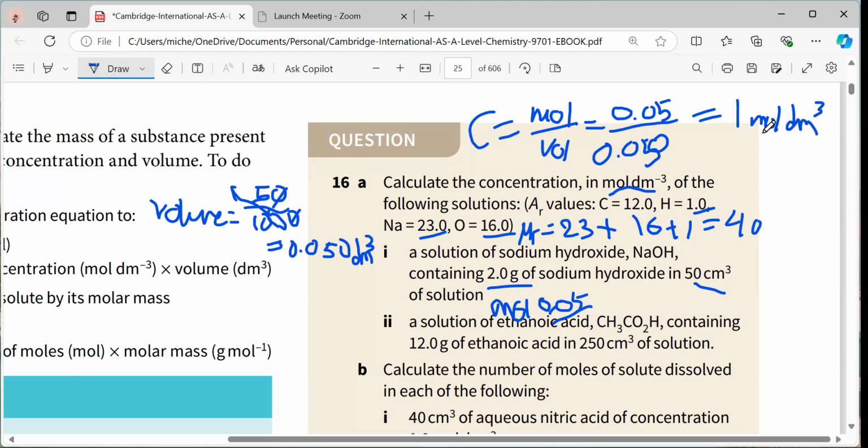Okay, is this the right calculation? Hold on, let me just take out my calculator again. Oh yeah, it's actually the same. I forgot, you can just forget about this 0 right here. And 0.05 divided by 0.05 will be equal to 1. So this is the concentration.